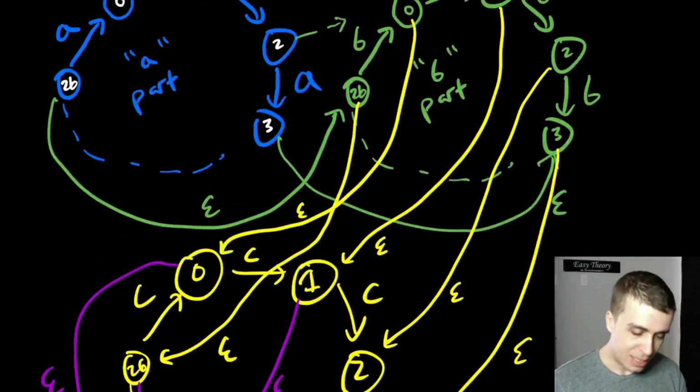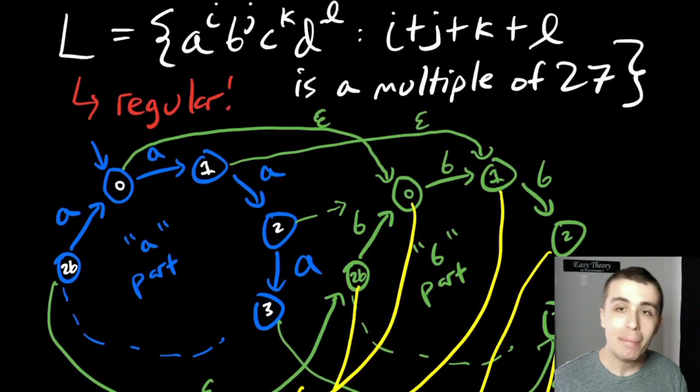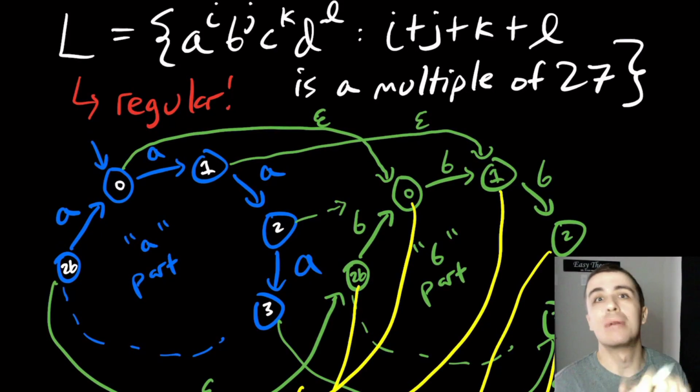So this is a horrible looking machine, but it's an NFA, so we can convert it to a DFA. And so this language is in fact regular. So hopefully that was interesting.